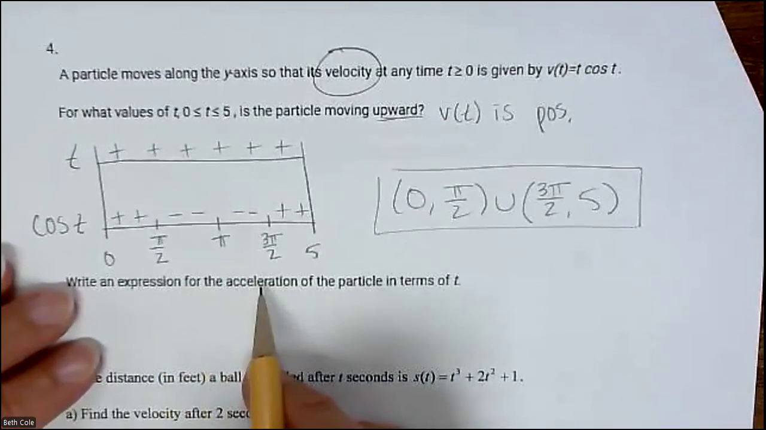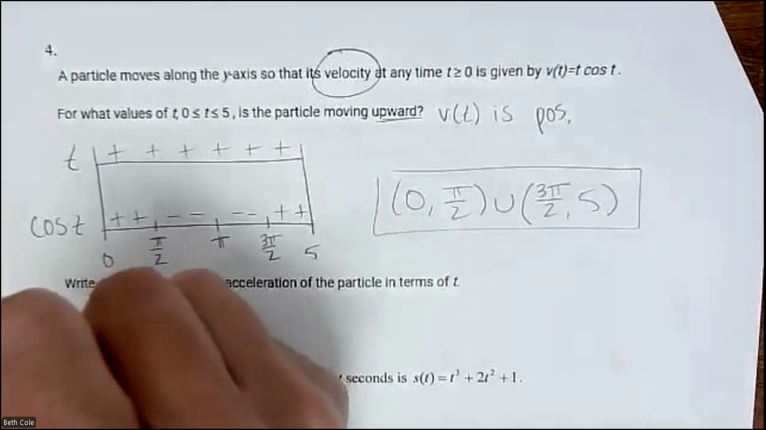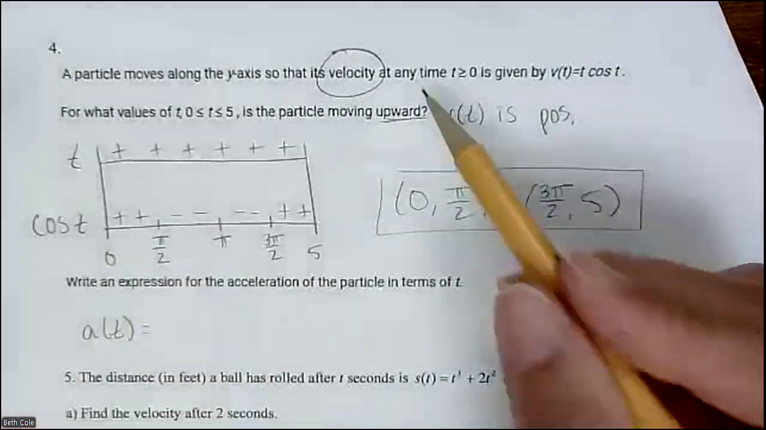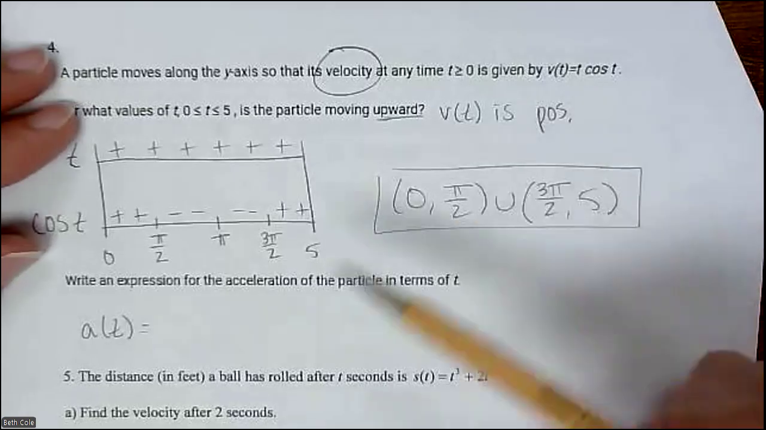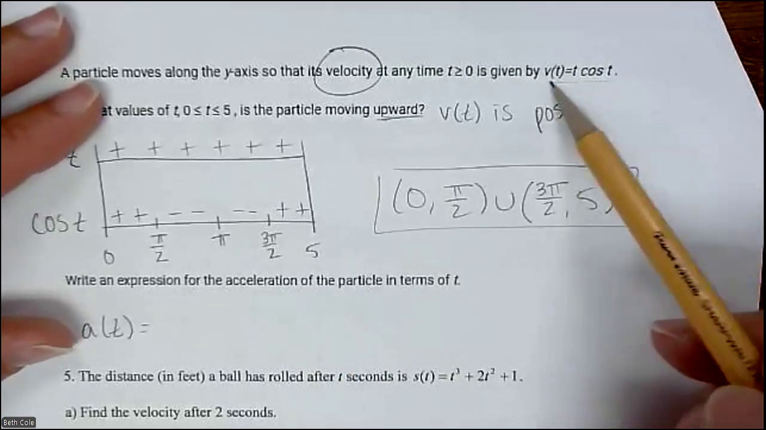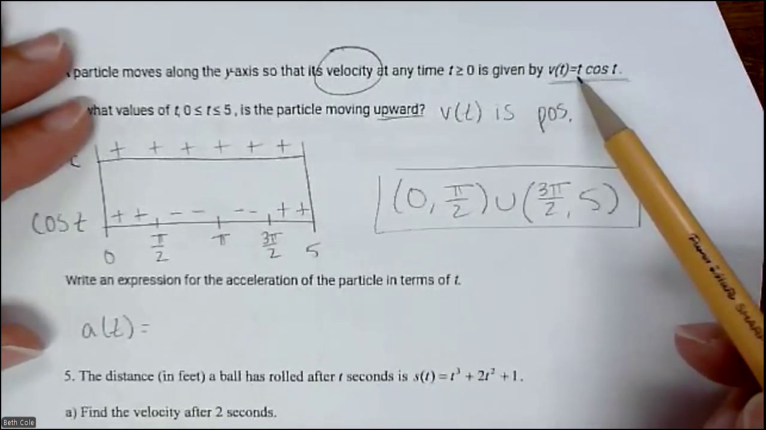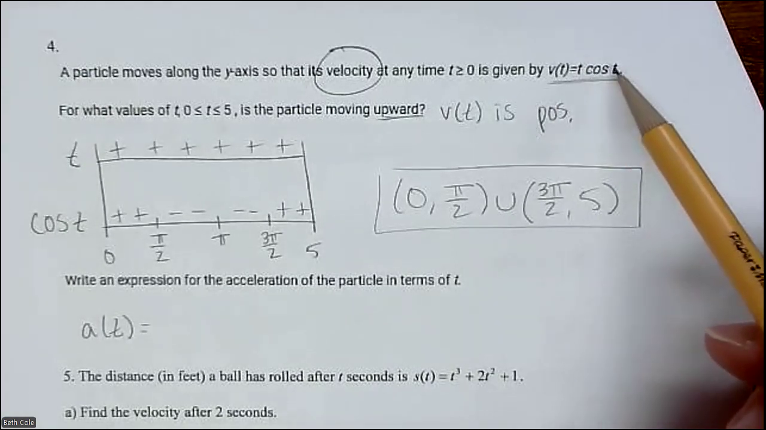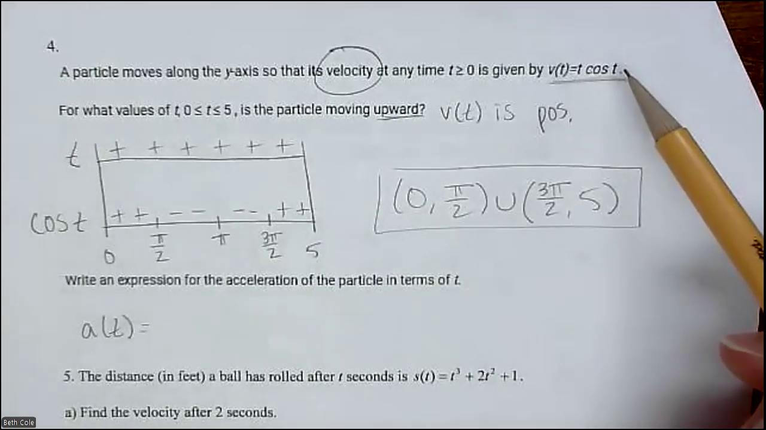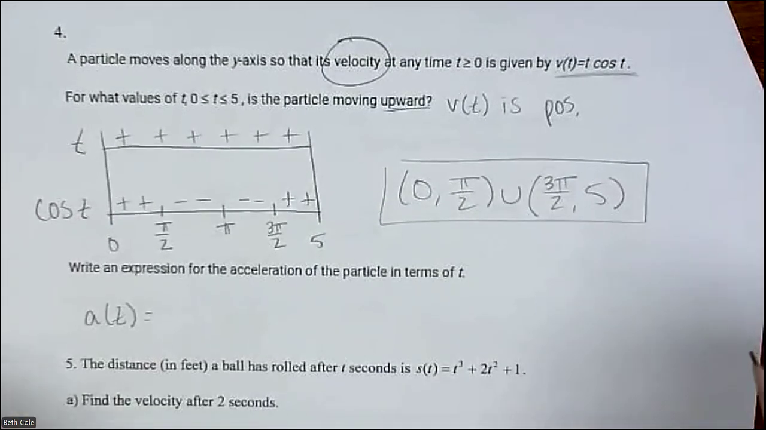And then this one's simple. It says, write an expression for acceleration. All right, well, they gave us velocity. How do you get from velocity to acceleration? Yeah, derivative. Now, what rule do you need for that one? Product. T is the first thing. Cosine is the second thing. So how does your product rule start? We didn't forget it already, right?